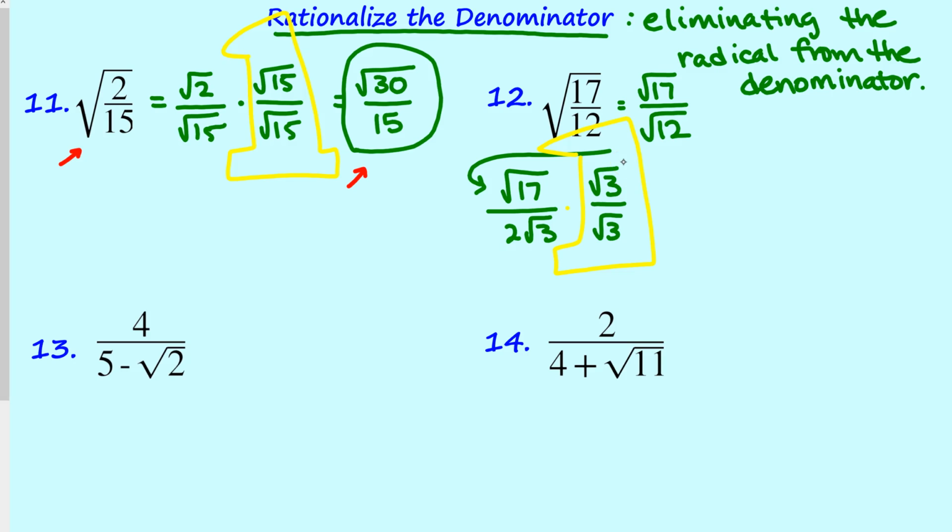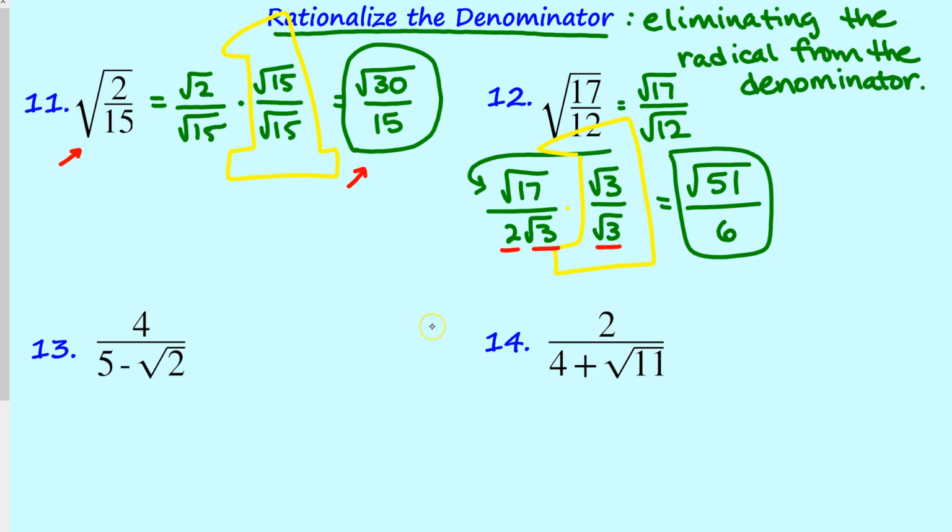Would it work if I started out and multiplied the top and bottom by square root 12? Yes, it would, but it would just mean more simplifying later. So I prefer to simplify early on and then rationalize. Okay, so we multiply our numerators. 17 times 3, that's what, 51? So we have square root 51. And then the denominator, the square roots multiply to give us 3, and then we also have the 2. So 2 times 3 is 6.